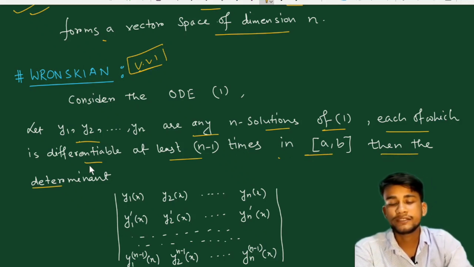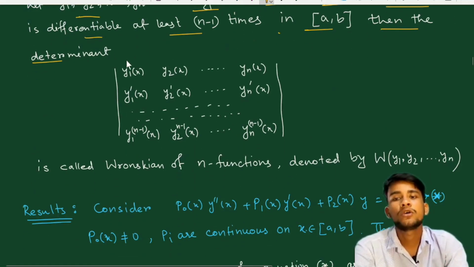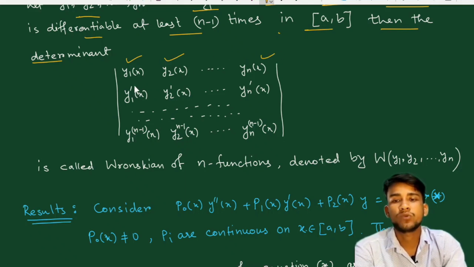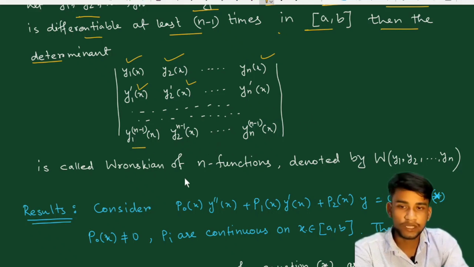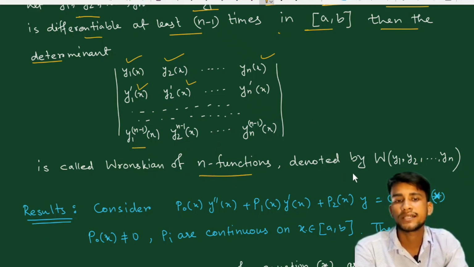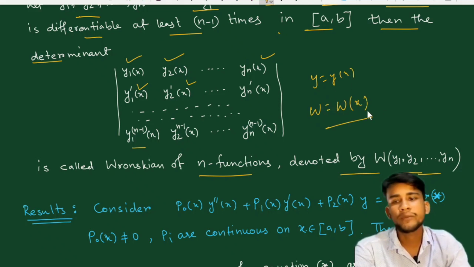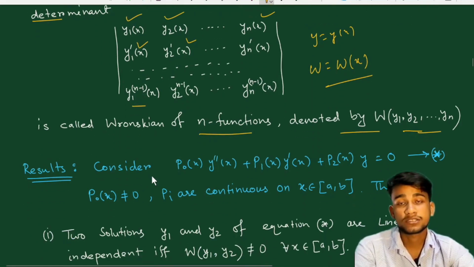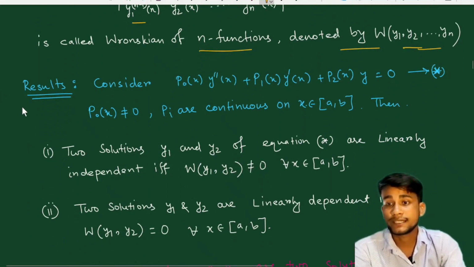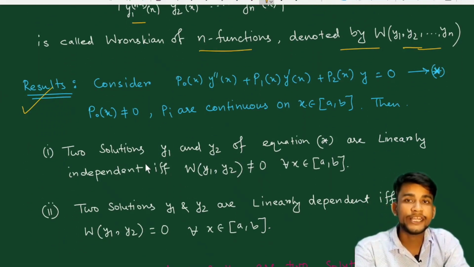Then the determinant with rows y1(x), y2(x), ..., yn(x); y1 dash(x), y2 dash(x), ..., yn dash(x); and so on up to the (n minus 1)th order derivative, is called the Wronskian of the n functions and is denoted by W(y1, y2, ..., yn). Since y is a function of x, W is a function of x only. So this is called the Wronskian. The results based on the Wronskian are very important.